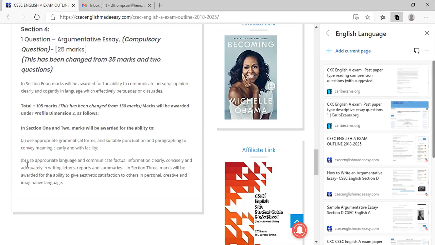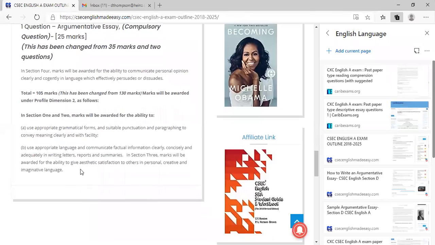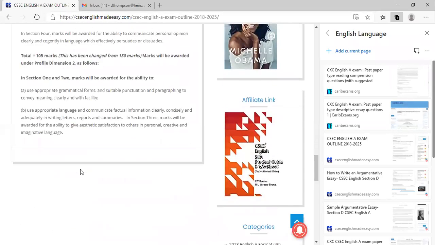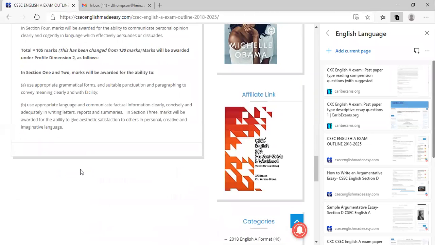So you use appropriate language, you communicate factually. And if it's a letter you're writing, you use letter diction, which basically means the words typically used in a letter, like yours respectfully and so forth. You use those types of words. And then in section 3, marks will be awarded for the ability to give aesthetic satisfaction. So section 3 was the short story, where you're really giving me an emotional view on the picture.